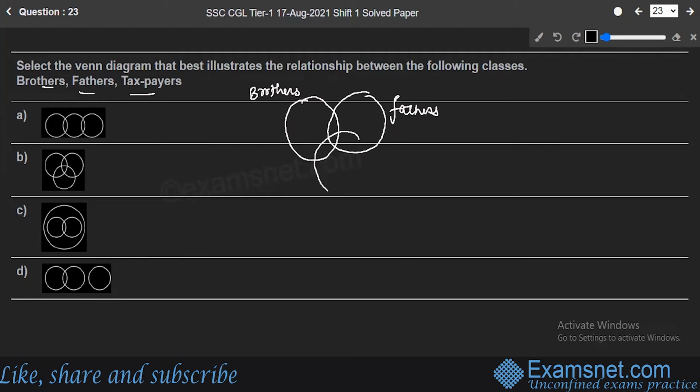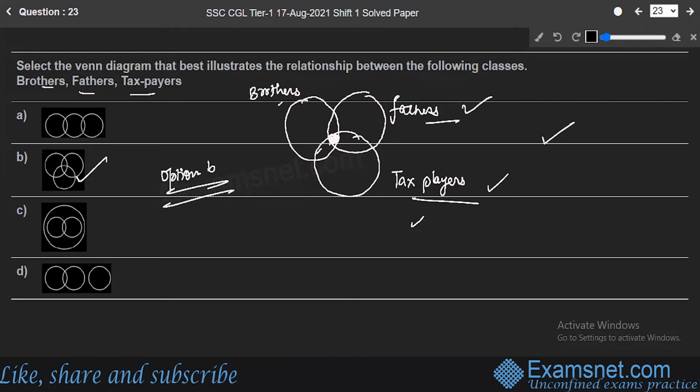Now, taxpayers. Here it is, taxpayers. So some brothers may be fathers or some brothers may be taxpayers or some brothers may be both of them. Similarly, some fathers may be brothers, may be taxpayers or both. Similarly, some taxpayers may be brothers or fathers or both. So this is the correct Venn diagram to illustrate this relationship. Hence, option B is the correct answer to the question. Hope you are clear. Then let's move to the next question.